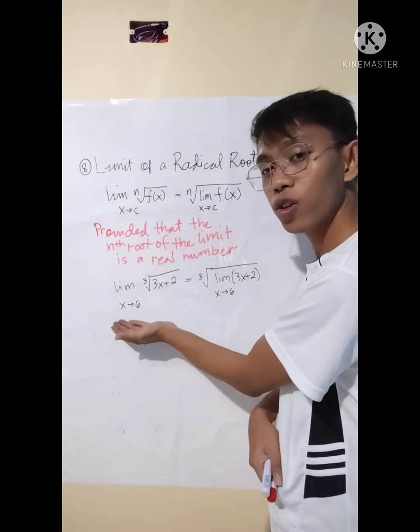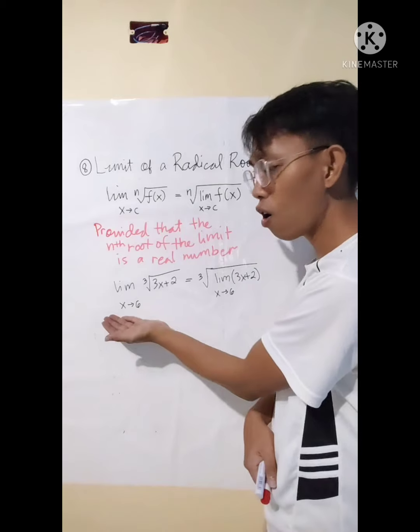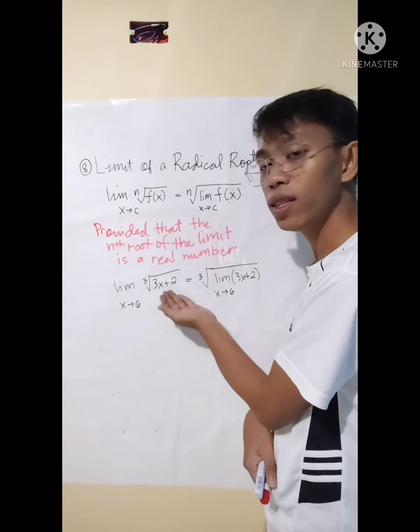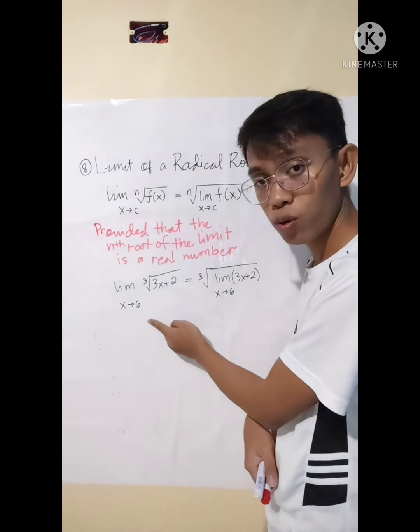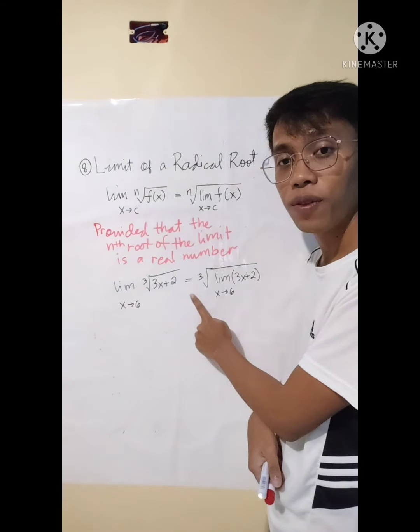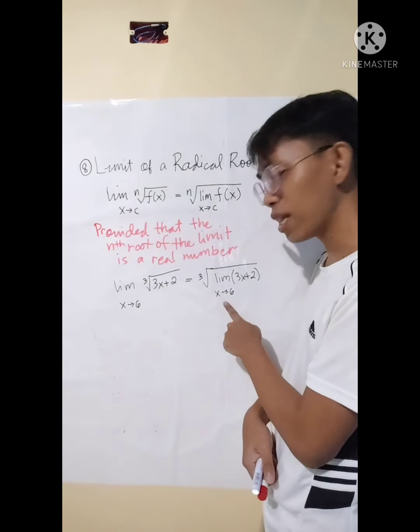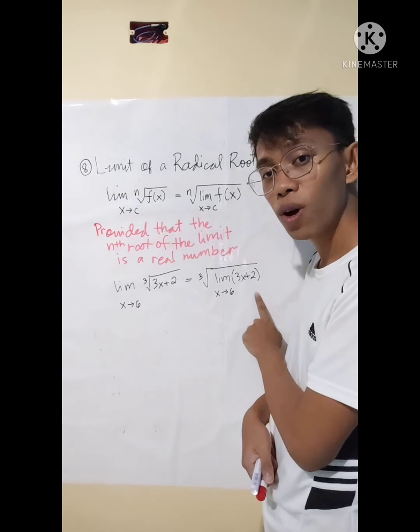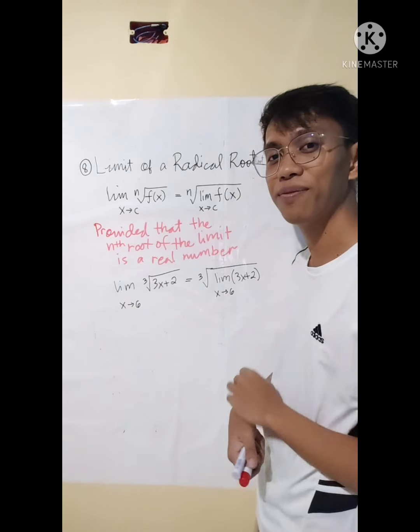So, as an illustration, we have here the limit of the cube root of this quantity 3x plus 2 as x approaches 6 ay equal daw sa cube root nung limit nung quantity 3x plus 2 as x approaches 6.